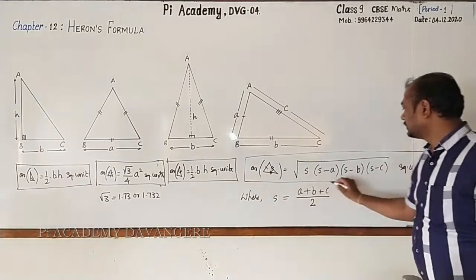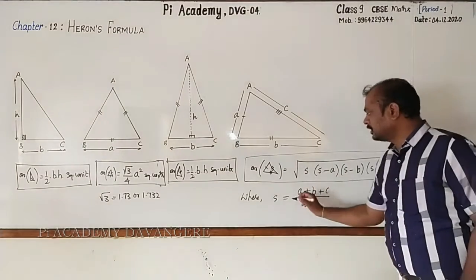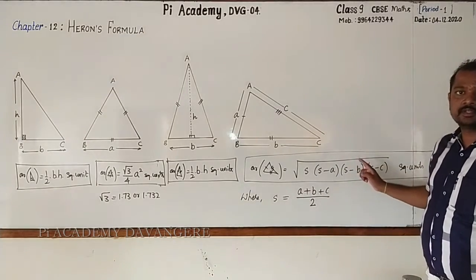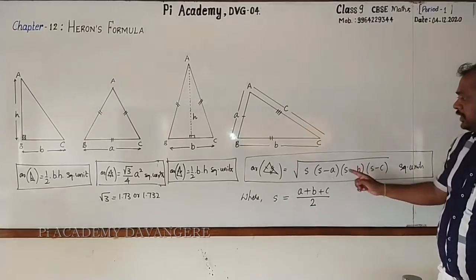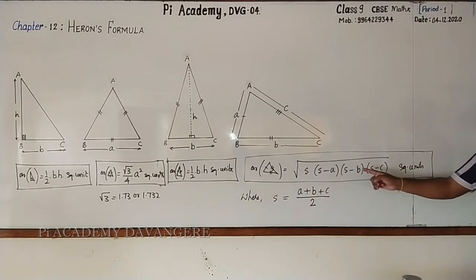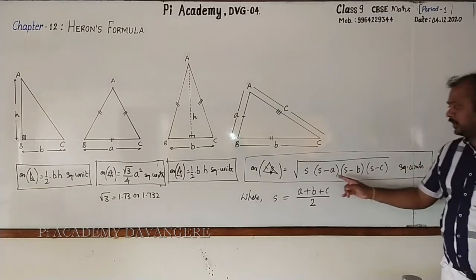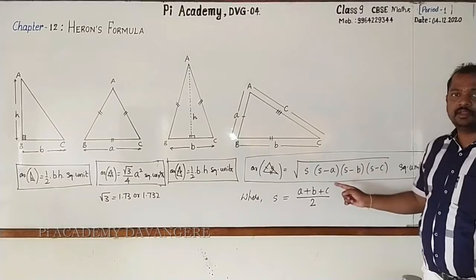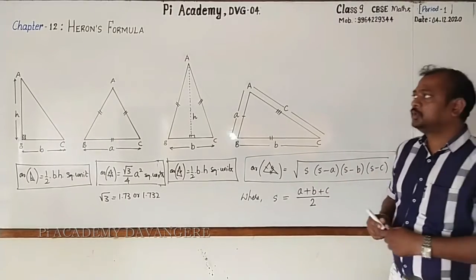Dear students, in today's class we are going to solve problems on Heron's formula. This is Heron's formula. Once I repeat, it is square root of s into s minus a, s minus b, s minus c, where s is semi-perimeter, that is a plus b plus c whole divided by 2.